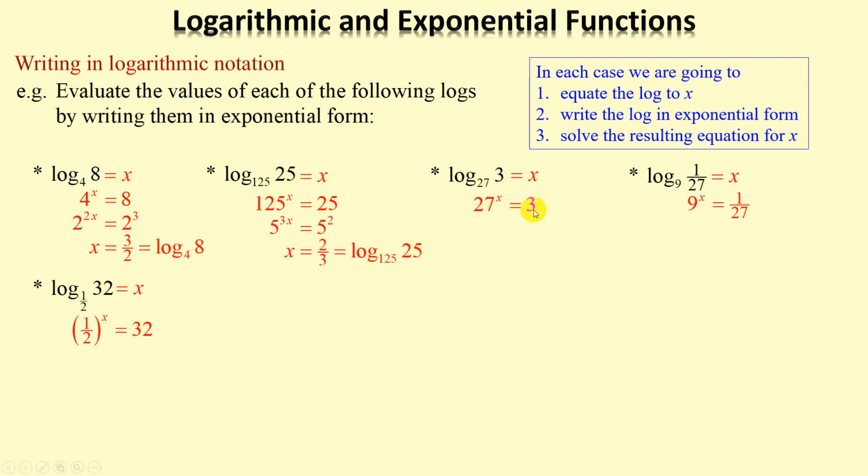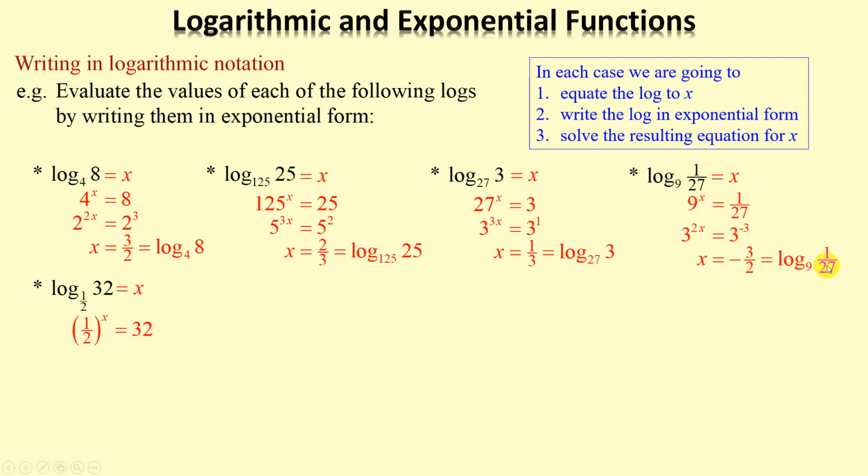27 to the x equals 1/3, so that's 3 cubed, so we have 3 to the 3x equals 3 to the 1. Equate the exponents, 3x equals 1, therefore x is 1/3, which is therefore log of 3 to base 27. 3 to the 2x, 3 to the negative 3 because it's inverted, so negative exponent. So we have 2x equals negative 3, giving x is negative 3 over 2. So log of 1/27 to base 9 is negative 3 over 2.